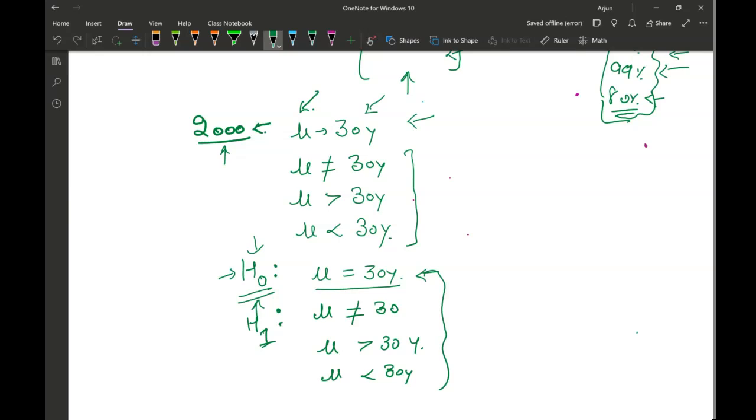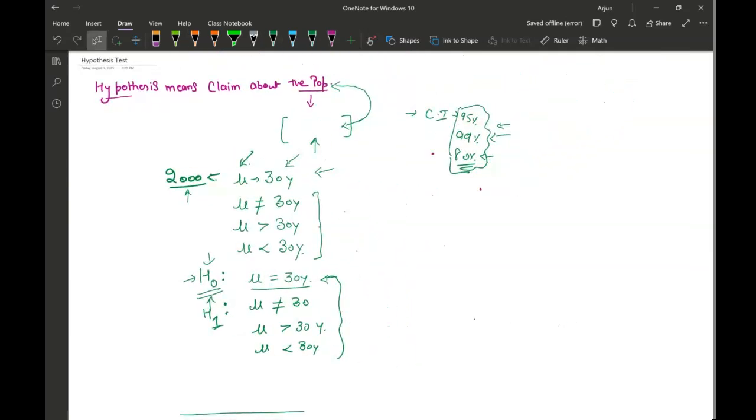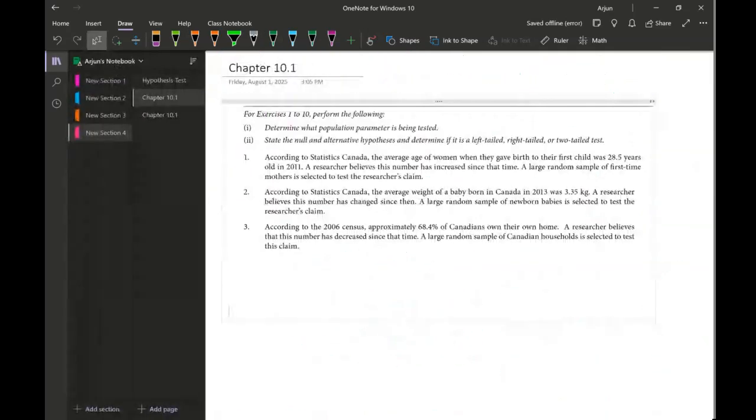All right, now let's try and understand this with the help of some more examples. I'm going to show you a couple of examples here. Here we are given, according to Stat Canada, the average age of a woman when they gave birth to their first child was 28.5 years in 2011. A researcher believes that this number has increased since then. A large random sample of first time mothers is selected to test the researcher's claim.